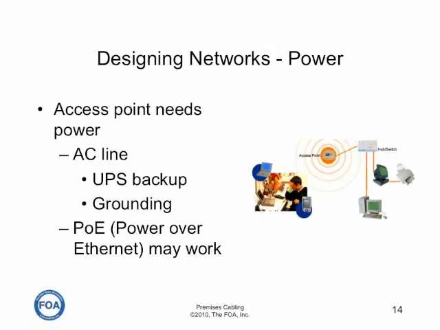Access points also require power. If it's AC powered, it will need an uninterruptible power backup and data quality grounding. If it's using power over Ethernet, the access point must be within the limits of the power able to be delivered over the unshielded twisted pair cabling using power over Ethernet.